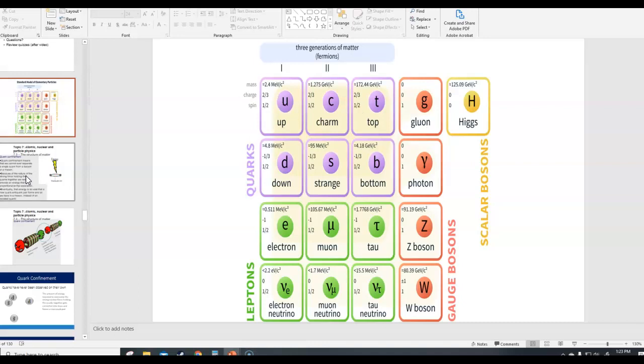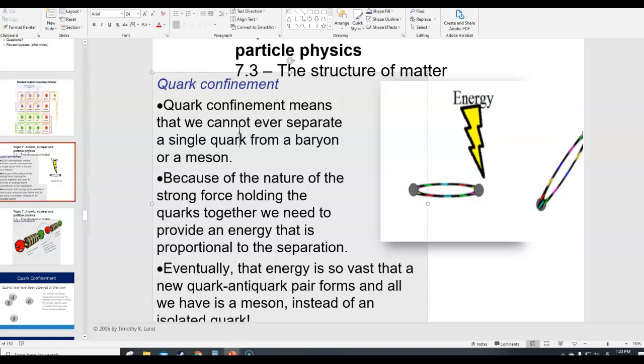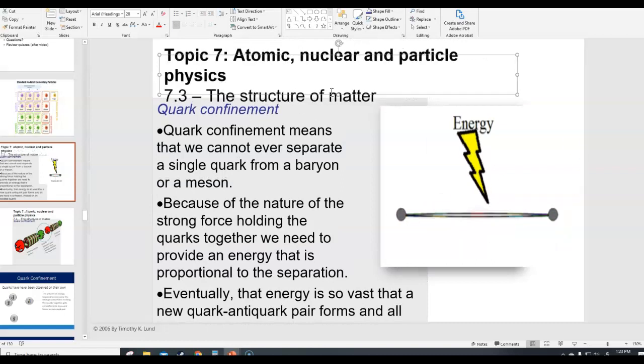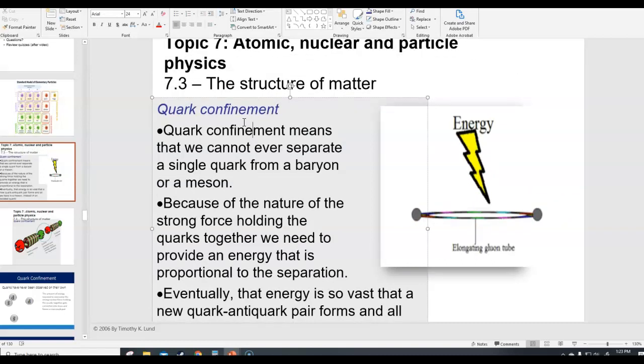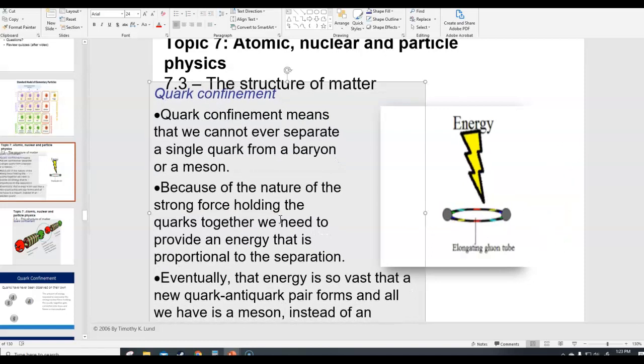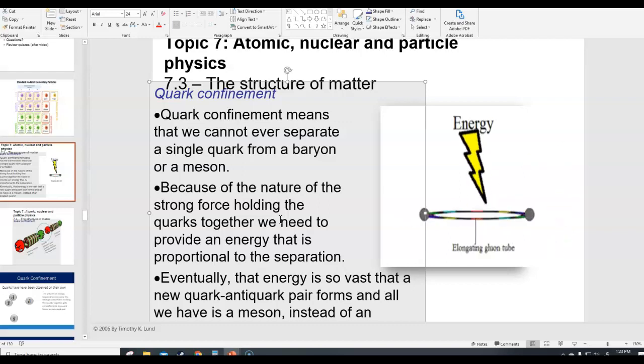Okay, and so before we get to that, let's talk about something called quark confinement. Of course you can pause here and add this to your notes if you wish. I'm just going to adjust the size so you can see it a little bit better. Basically, the idea behind quark confinement is that it is impossible to have an isolated quark. You cannot separate, let's say, a baryon or a meson and get just a quark by itself out there in the wild.